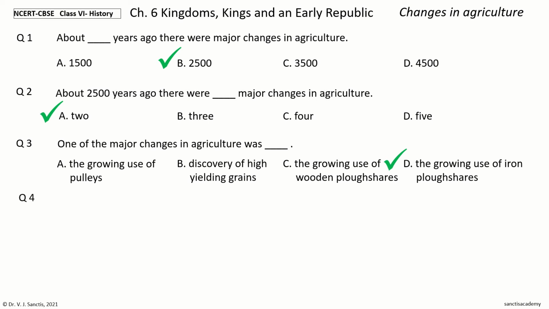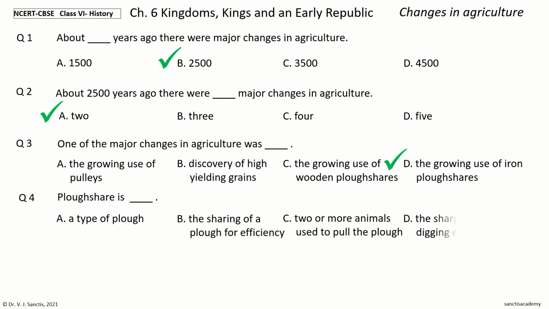Question 4. Plowshare is dash. The options are a type of plow, the sharing of a plow for efficiency, two or more animals used to pull the plow, the sharp blade at the digging end of the plow. Your time to choose. And the answer is the sharp blade at the digging end of the plow. So, plowshare is the sharp blade at the digging end of the plow.